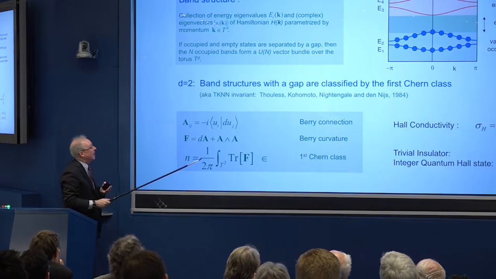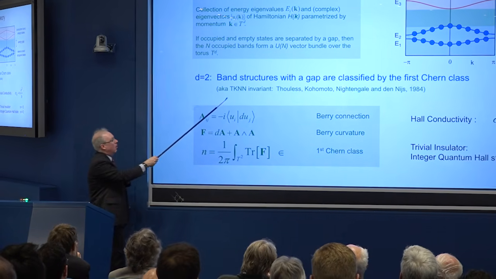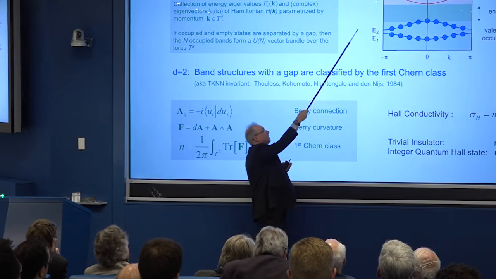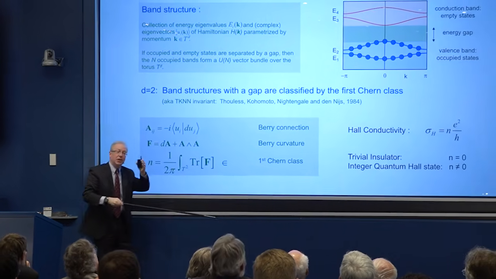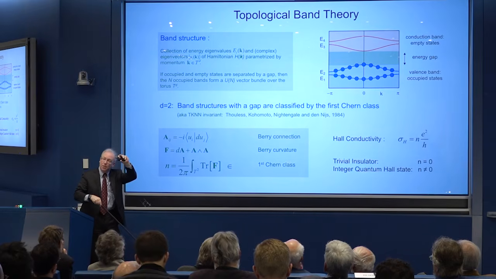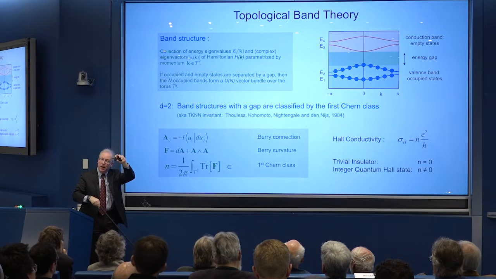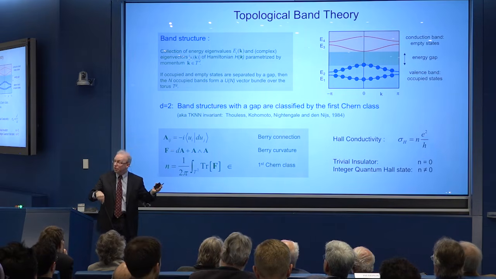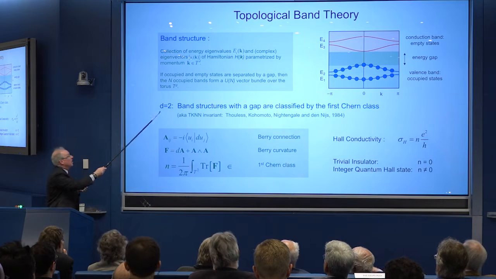Okay, so in fact, band structures with a gap, where I have occupied states and empty states which are separated by an energy gap, this is what happens when you have an insulator. The occupied states and empty states are separated by an energy gap. That's responsible for the fact that the insulator is electrically inert.